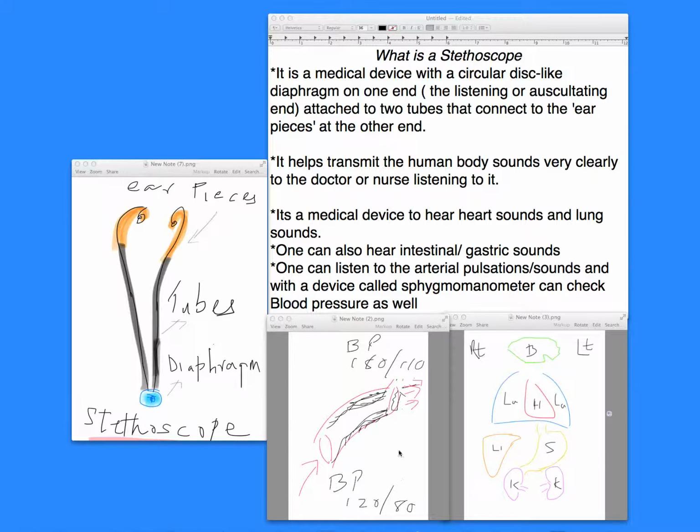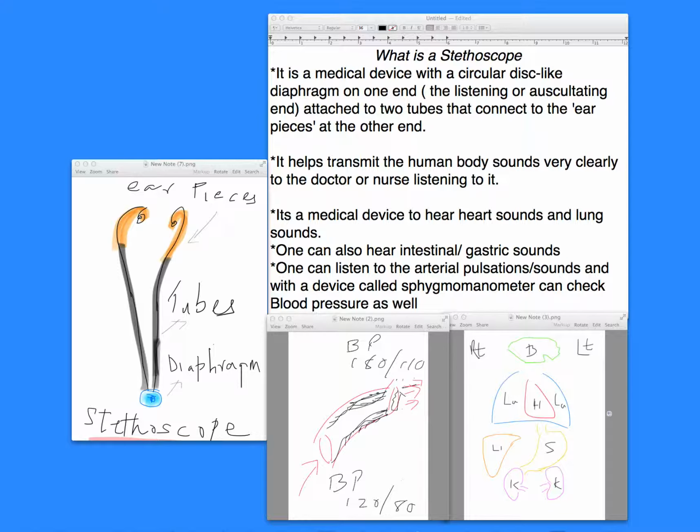Remember, your entire human body has arteries and veins. So the diaphragm, wherever it's placed, whether it's on an artery or whether it's placed on a vein, one can hear the sounds of the flow across that artery. So when one places the diaphragm on the forearm artery, the blood pressure is recorded. Normal blood pressure being 120/80, and if the obstruction is present within the artery, the pressure is higher. It can go up to 180/110, or even higher pressures have been recorded, and those are alarming pressures.